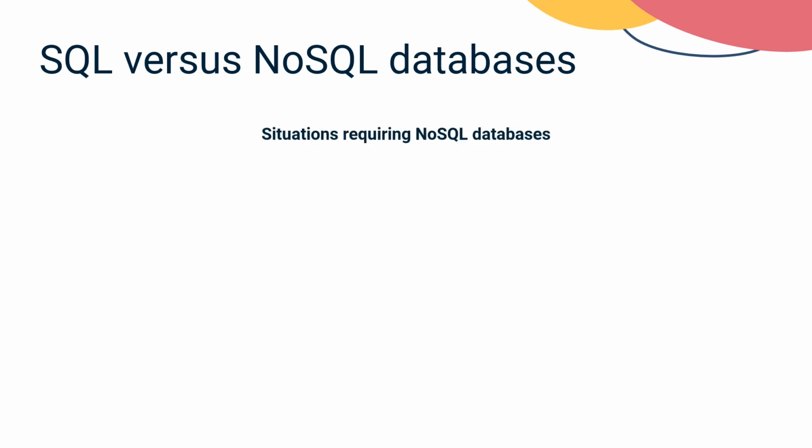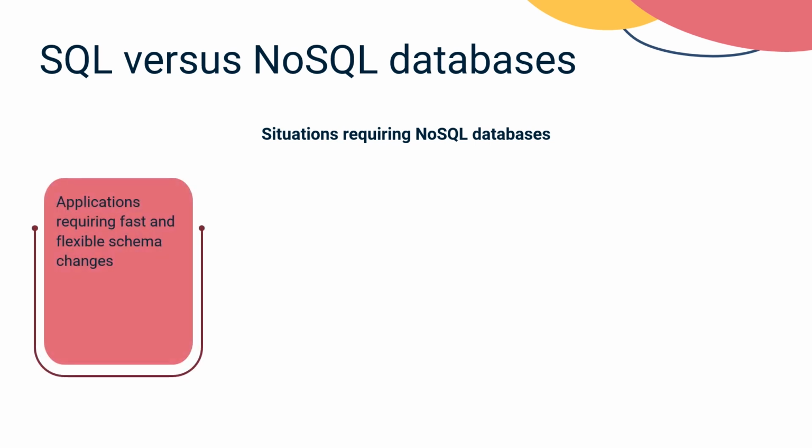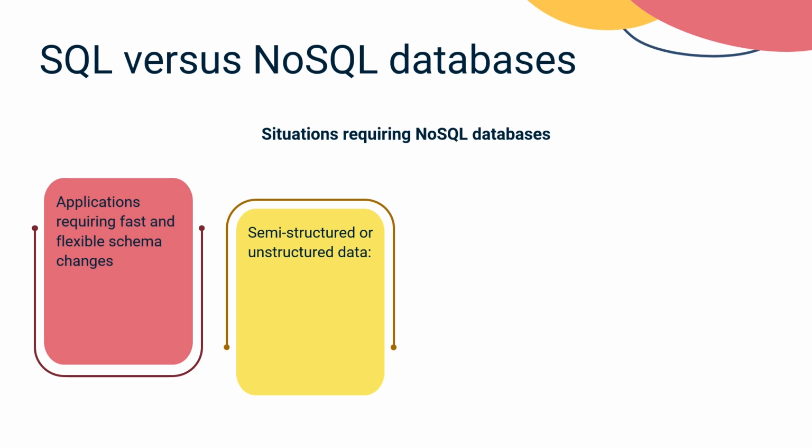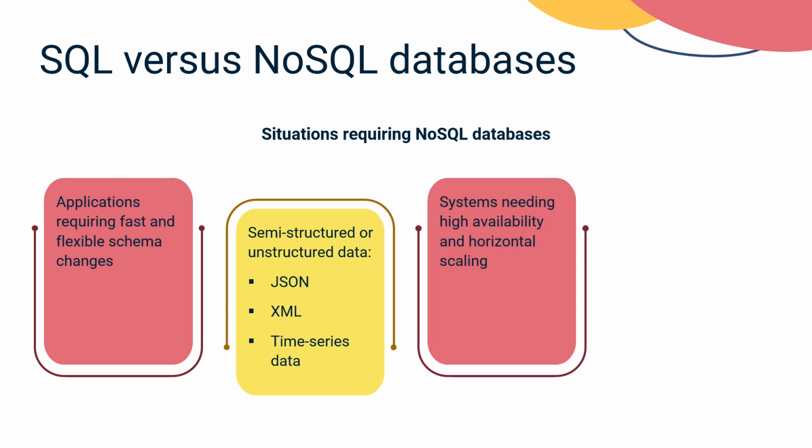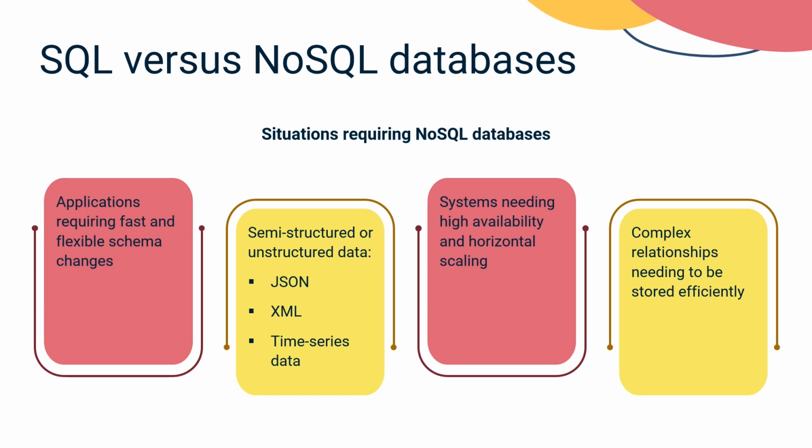NoSQL databases are commonly used in the following situations. The application requires fast and flexible schema changes. Data is semi-structured or unstructured, such as JSON, XML, or time series data. The system needs high availability and horizontal scaling to handle large amounts of traffic. Complex relationships need to be stored efficiently, such as in social networks or recommendation engines.